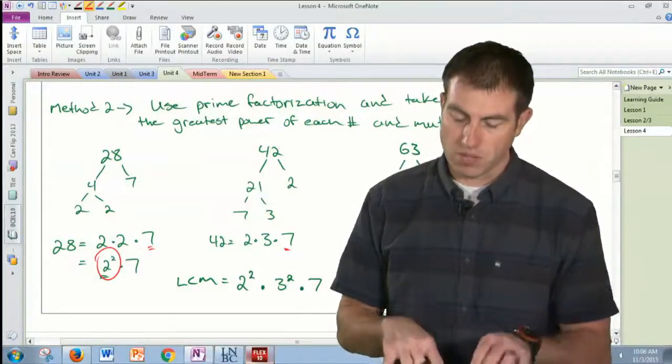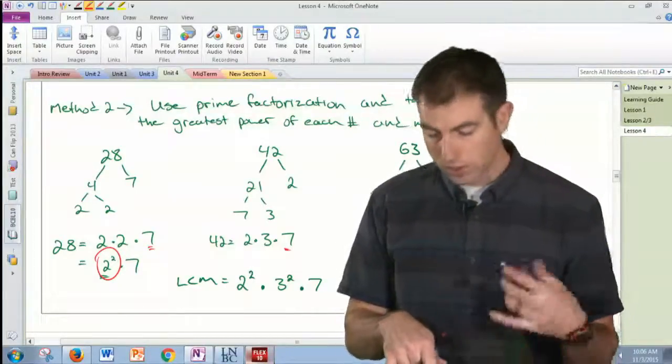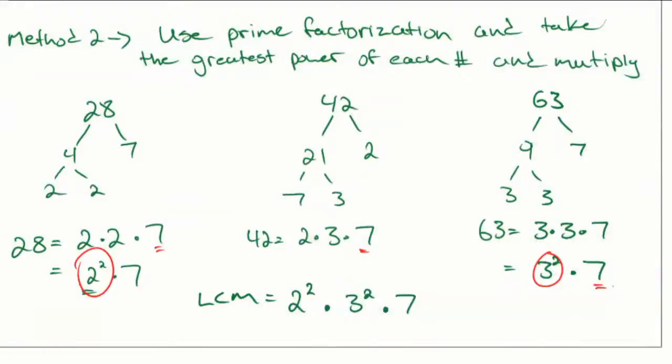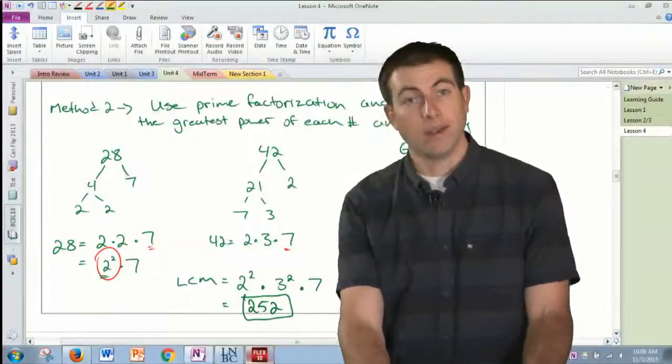I don't know that off the top of my head. 2 squared is 4 times 9 times 7. It's going to be a big number. What do you think? What did we find was the least common multiple up above in the first method? These things all multiply together to give me 252. And that is exactly what I had from method 1.